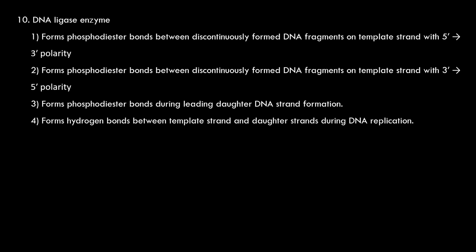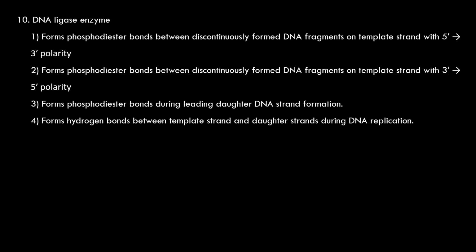Forms phosphodiester bonds between discontinuously formed DNA fragments on the template strand with 5 prime 3 prime polarity. Yes, on the template strand with 5 prime 3 prime polarity, the lagging strand is formed, and the lagging strand has discontinuously formed DNA fragments which are known as Okazaki fragments. Each Okazaki fragment has one primer. The primers have to be removed during proofreading by DNA polymerase 1. After that, the phosphodiester bonds between fragments are formed by DNA ligase. First one is correct.